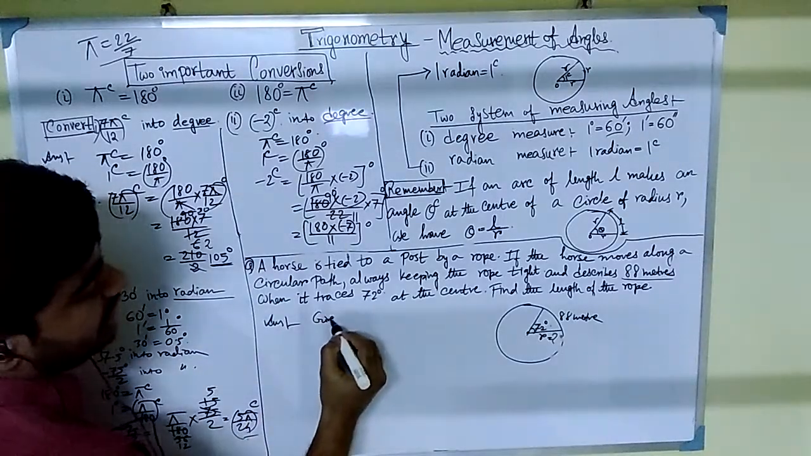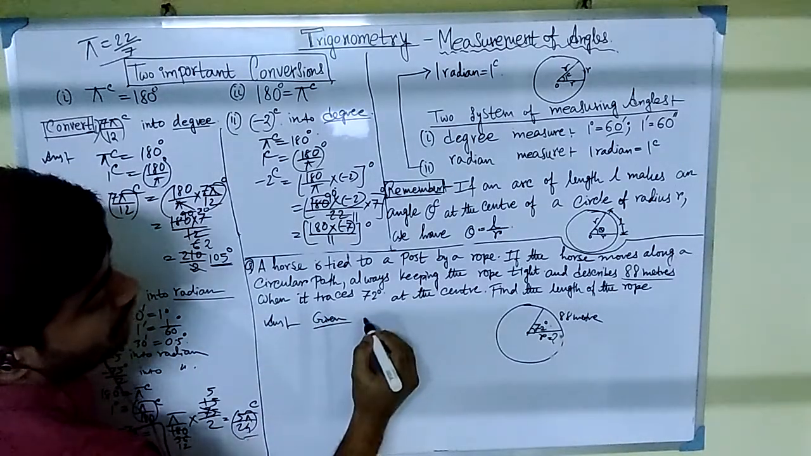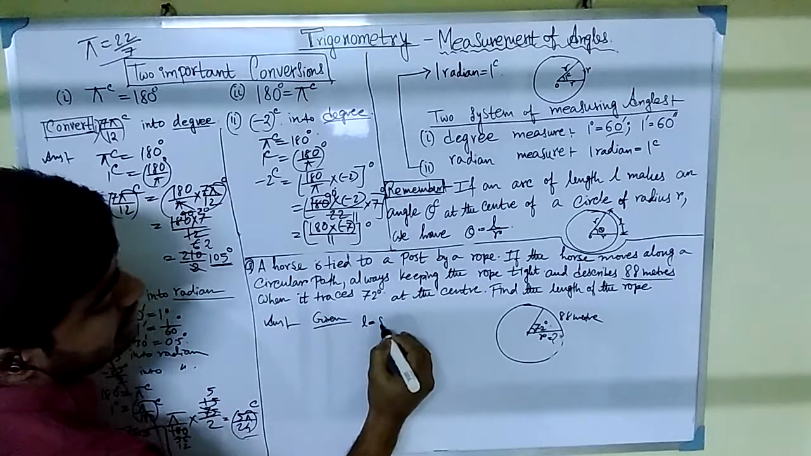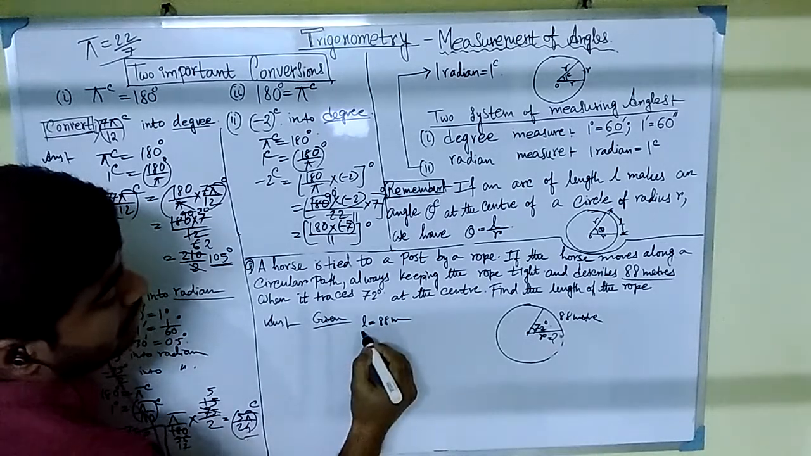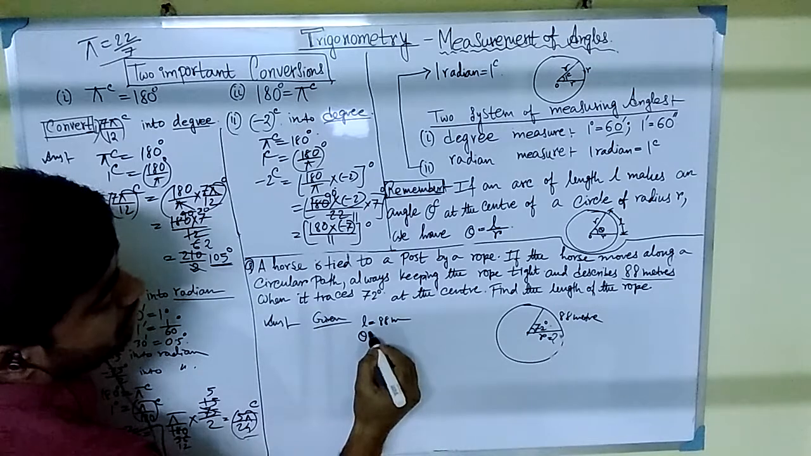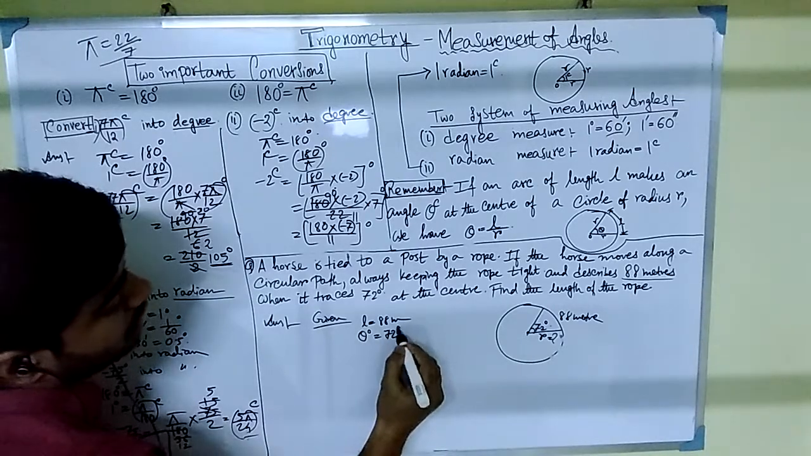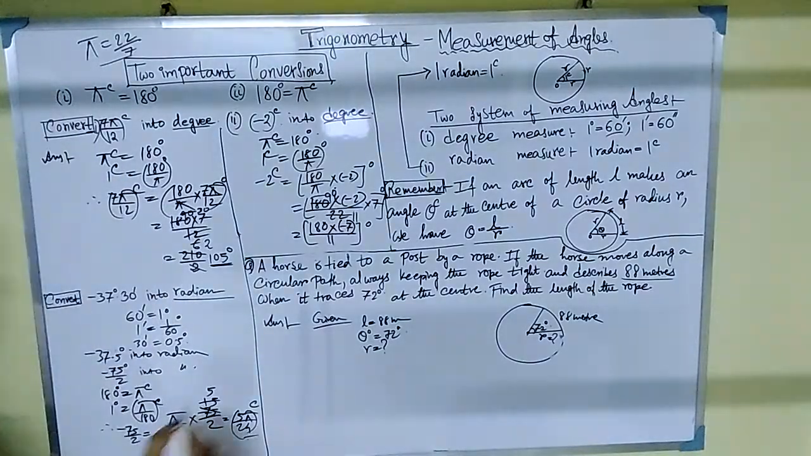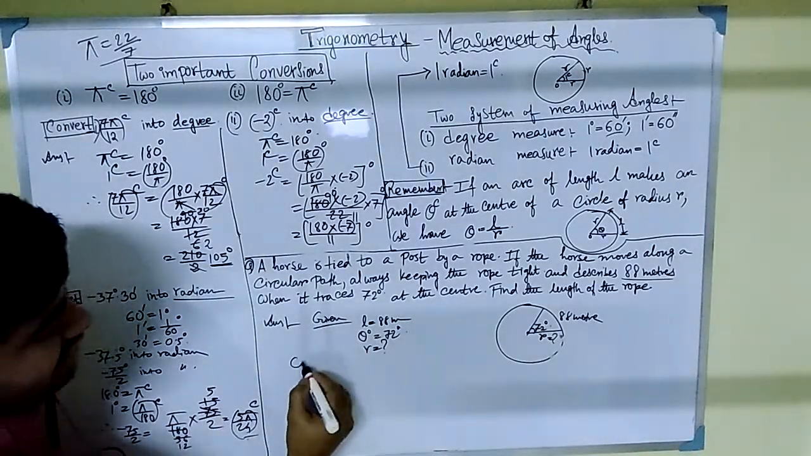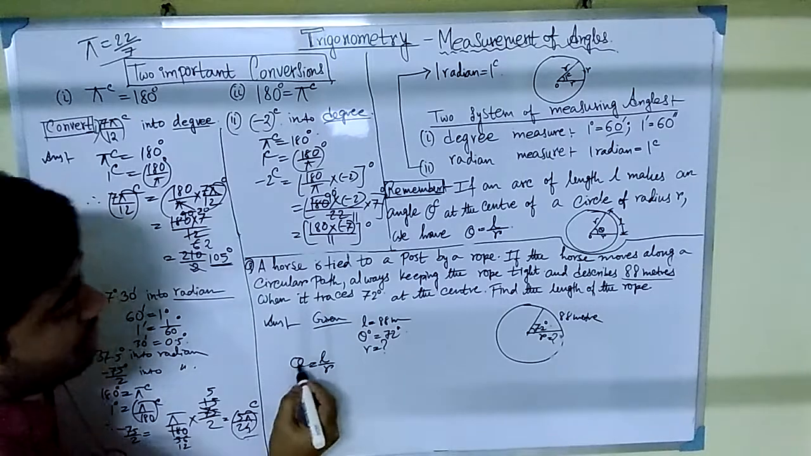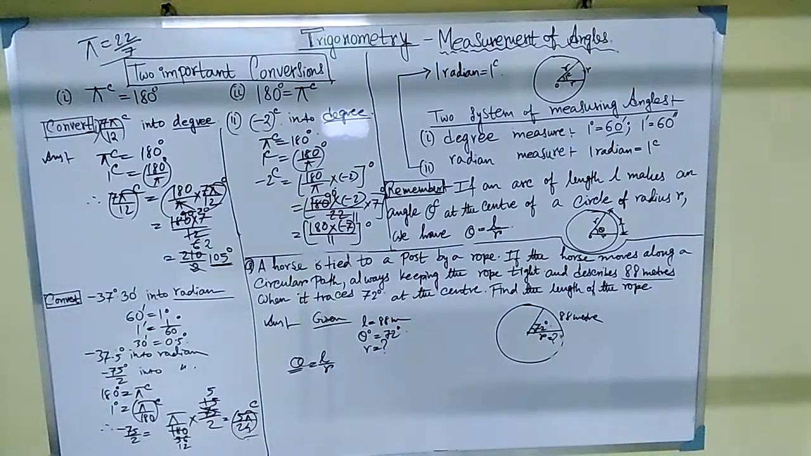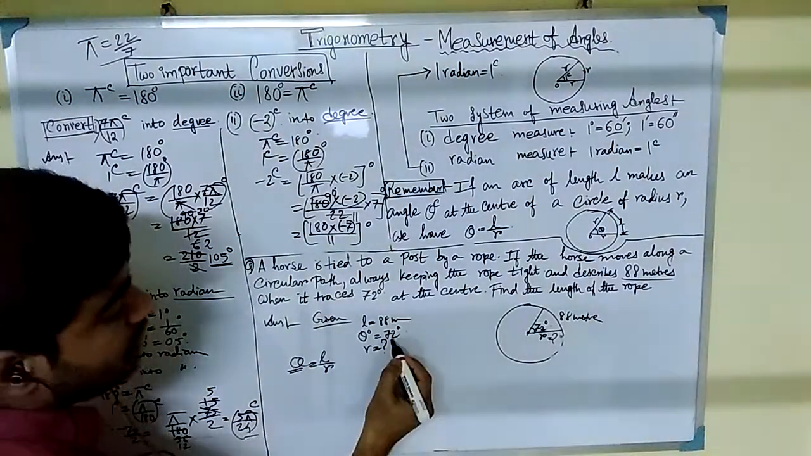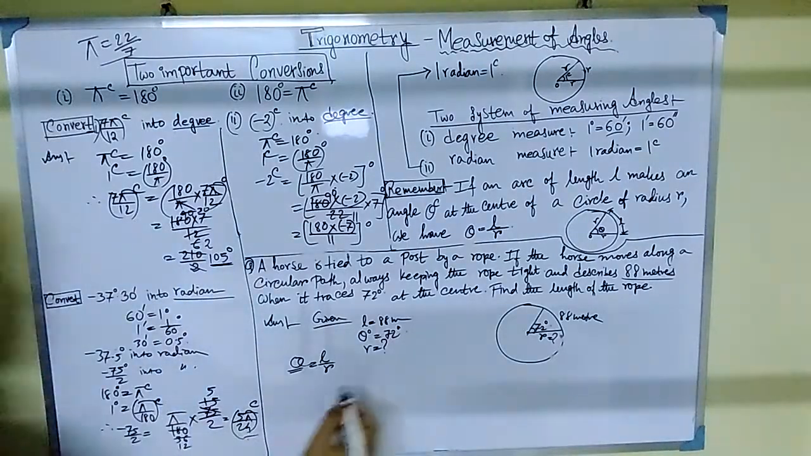How to get the value of r? Friends, given data, we have length of the arc L is 88 meter. Theta in degree is 72 degree, and r we have to find out. That means the length of the rope. We are going to use which formula? Theta equals L by r. But please remember, here theta is in radian, not in degree. That's why we are going to convert the 72 degree into radian.